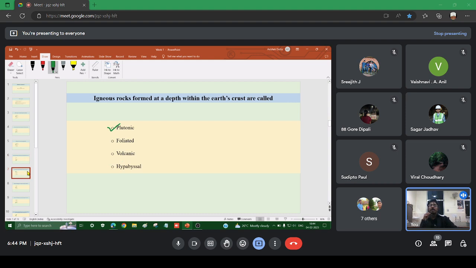Igneous rocks formed at a depth within the Earth's crust are called plutonic, because volcanic rocks are formed at the Earth's surface or near the Earth's surface. Hypabyssal rocks are formed at intermediate depths, and foliated are types of metamorphic rocks and not igneous rocks.